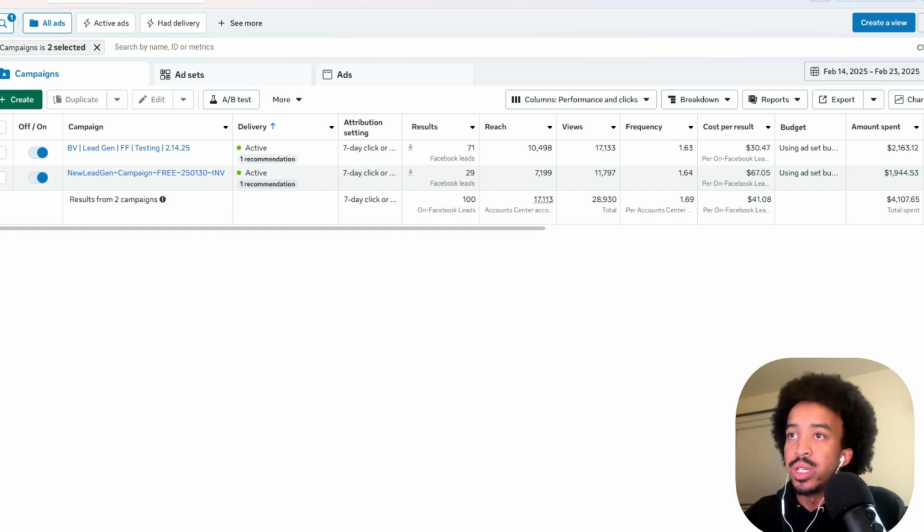And as you can see, this is the campaign that the other media buyer was running for them for a while, and their cost per lead was $67. And they're running ads across multiple different platforms, so their cost per lead is averaging anywhere from this $70 range all the way up to $150.